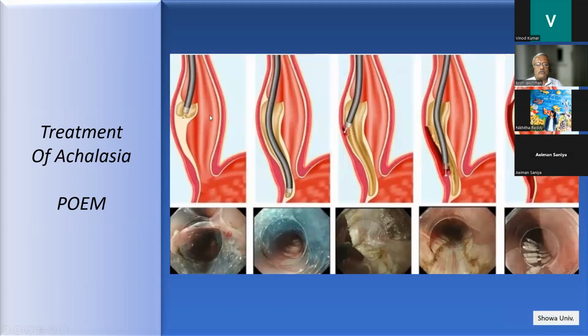Okay, so this is the POEM that we do. You go through the submucosal layer. The steps are very simple. Make a mucosal cut, develop a submucosal plane, do a myotomy. This length, as I told you, is decided by the high pressure zone that you see on the high resolution manometry. After that is done, you put clips, as shown in this picture, to cover the mucosal defect that you have created. But this is not very readily available.